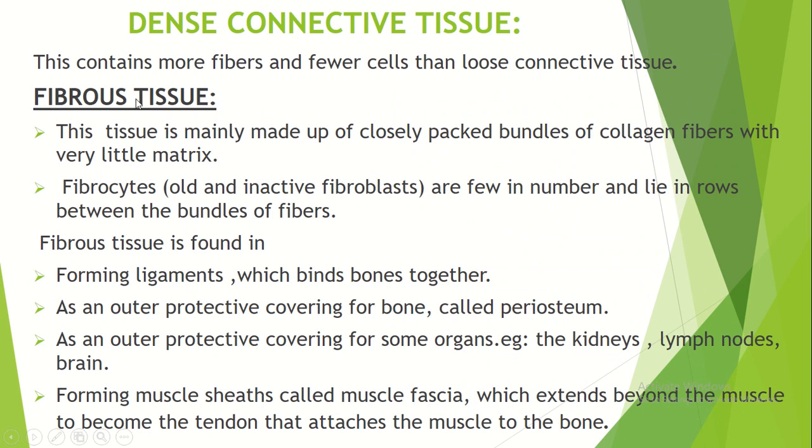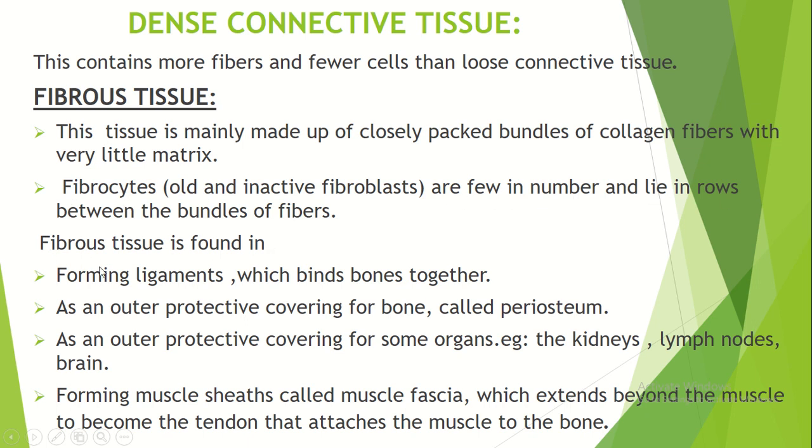There are two types, fibrous tissue and elastic tissue. Fibrous tissue is mainly made up of closely packed bundles of collagen fibers with very little matrix, so the thickness of the matrix will be very minimal. The fibrocytes, that is the old and inactive fibroblasts, are few in number and lie in rows between the bundles of the fiber. What are fibrocytes? They are old and inactive, meaning they are not able to do what the other fibroblasts do. They are not very active in the body system, so they are called fibrocytes. They are few in number and lie in rows.